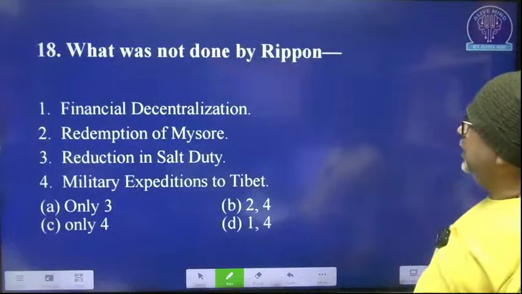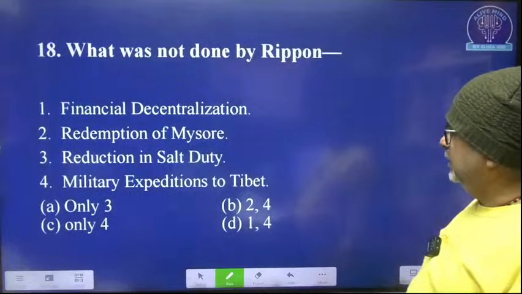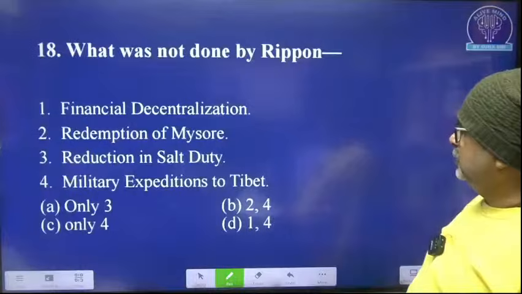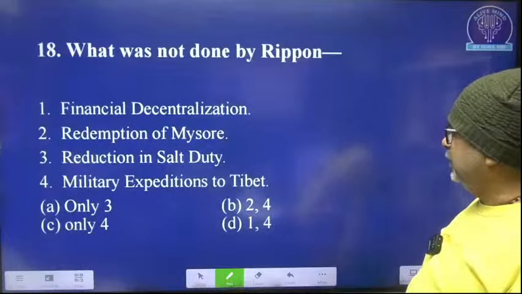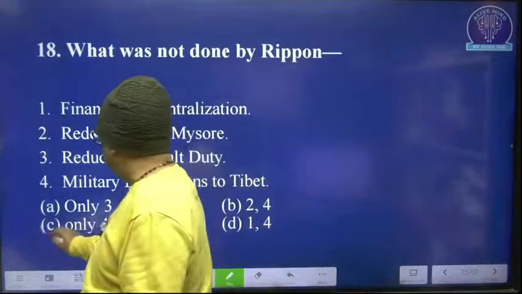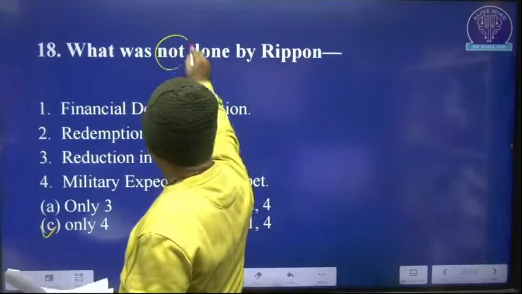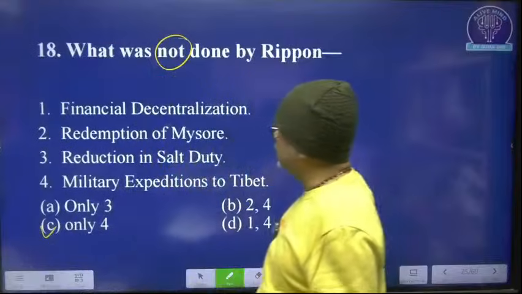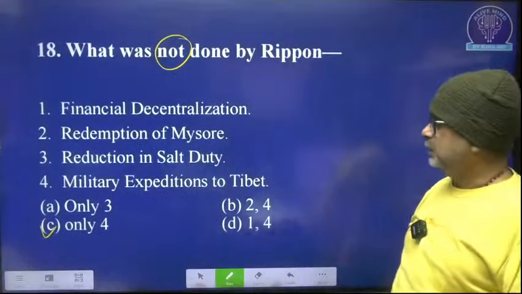18. What was not done by Ripon? Financial decentralization, he did it. Redemption of Mysore, yes. Reduction in salt duty, yes. Military expenditure to Tibet, only 4. This was not done by Ripon. Whenever you are doing such type of questions, please underline "not". So 18th C.